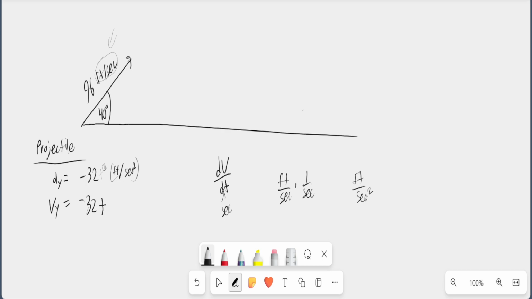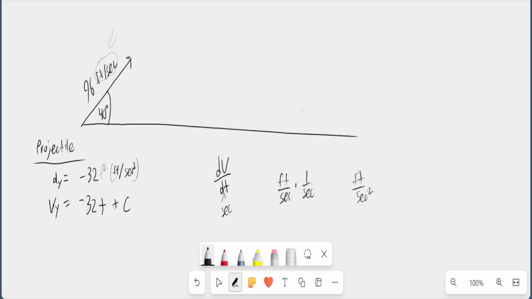And then you have to add a constant, right? Because if you take the derivative of something with a constant, the constant goes away. So if you take the antiderivative, there can be any constant there. We don't know yet, right? But in this case, we can figure it out.